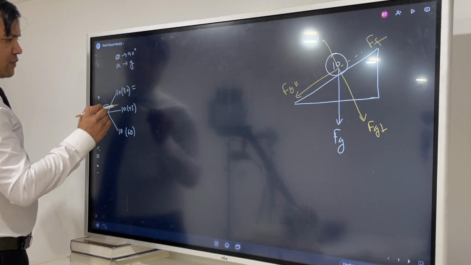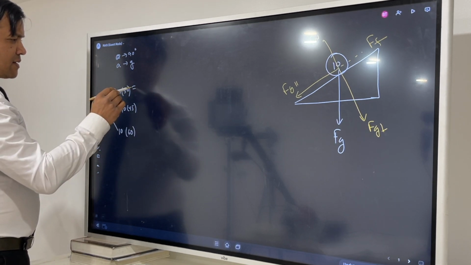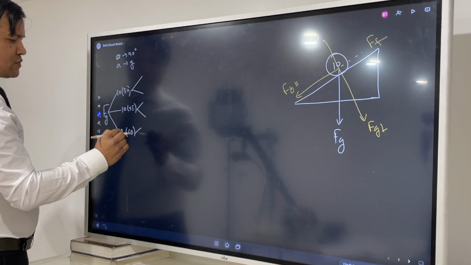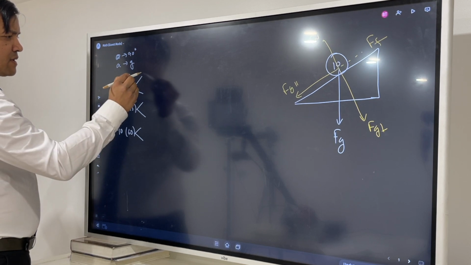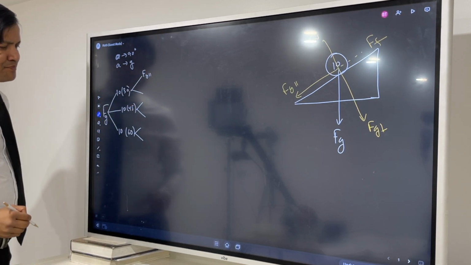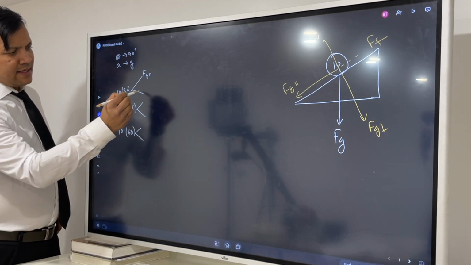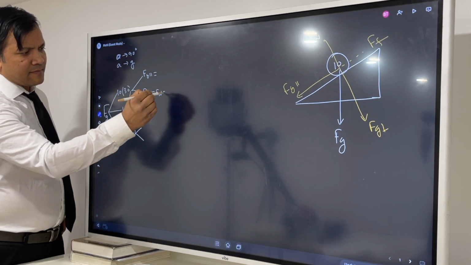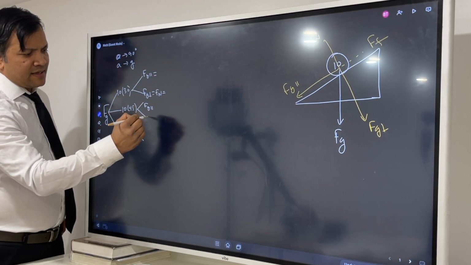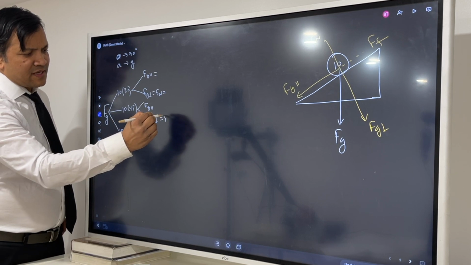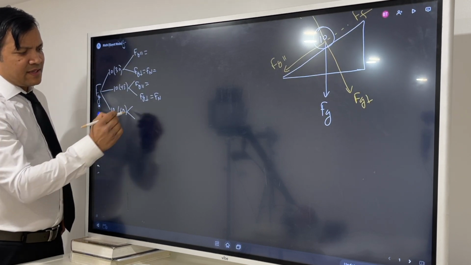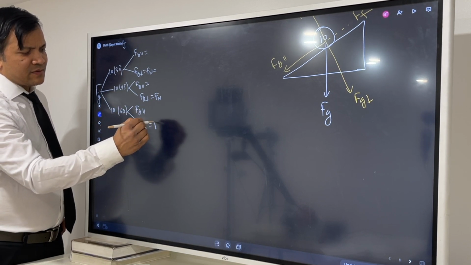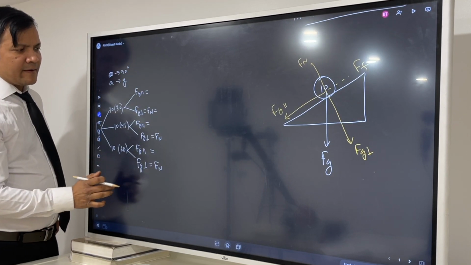Okay, so now what did I do wrong? I put the equal sign. What am I supposed to do? I'm supposed to write the two components of the gravity. What are the two components of the gravity? Fg parallel and Fg perpendicular, which is equal to the normal. All right, good.